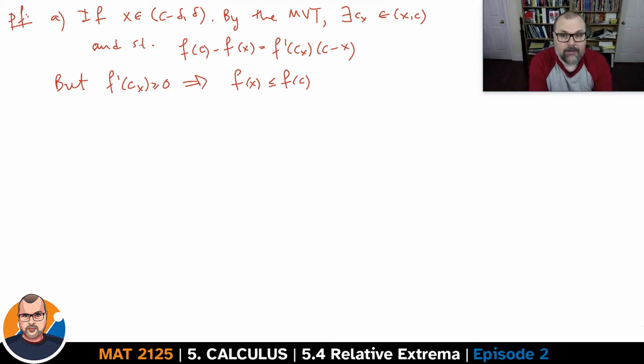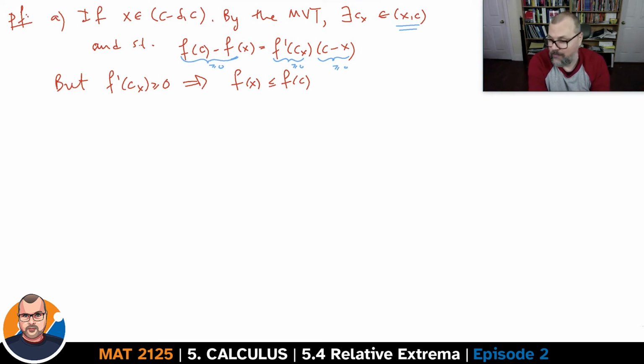Why? Look, this is positive. c minus x is positive because of the way this has been built. x is in c minus delta, c. I wrote delta here, but it isn't. So this term is positive. This term is positive. The product is positive. f at c minus f at x has to be positive, which means that f at c is greater than f at x. And this is true no matter what value of x you've picked between c minus delta and c.